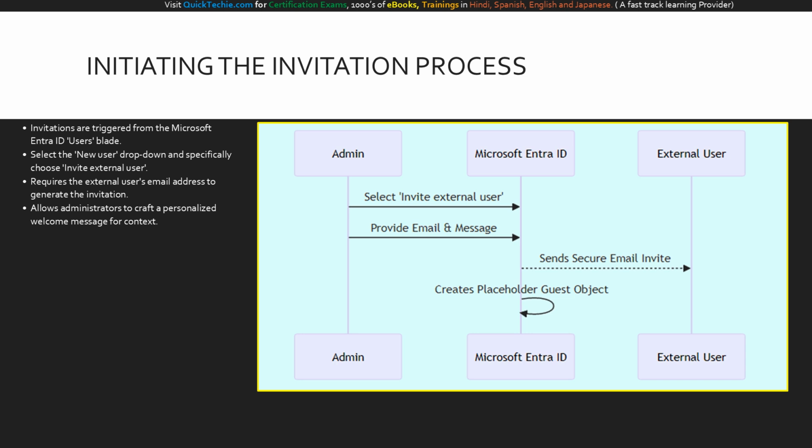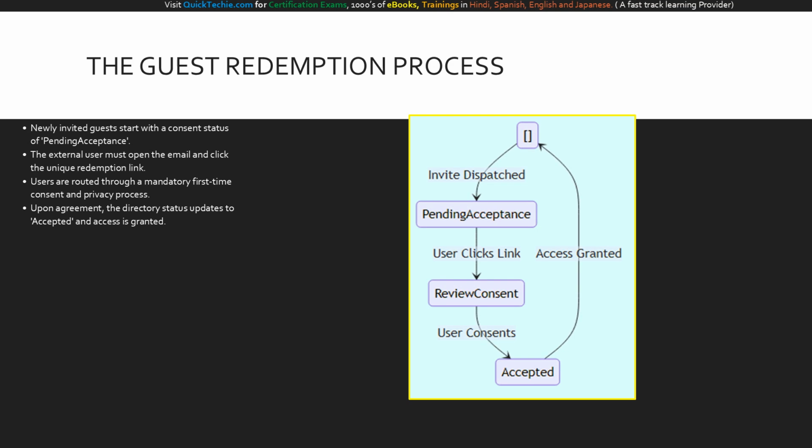This placeholder object is incredibly useful because it allows you to assign initial access rights and group memberships even before the user has actually read their email. After the invitation is sent, the ball is in the external user's court. This brings us to the invitation redemption process.